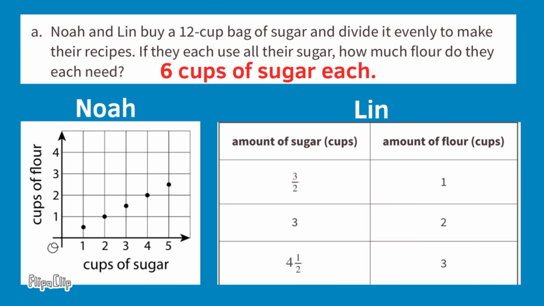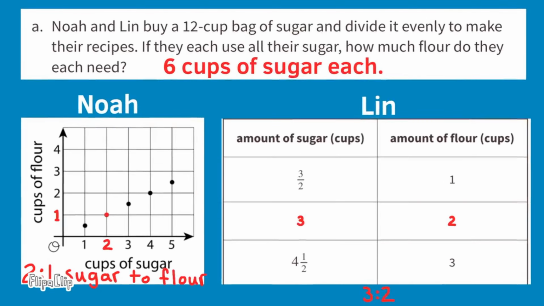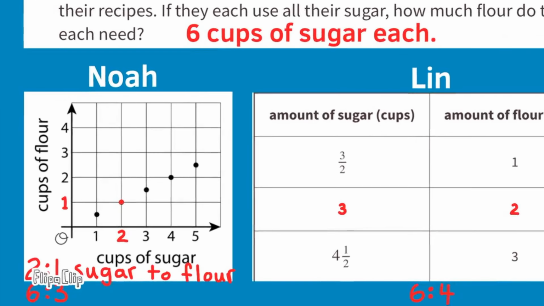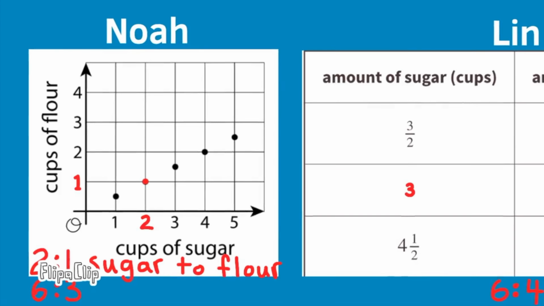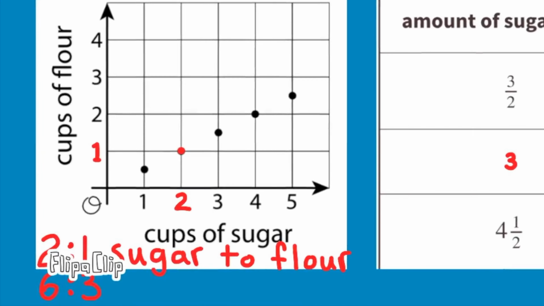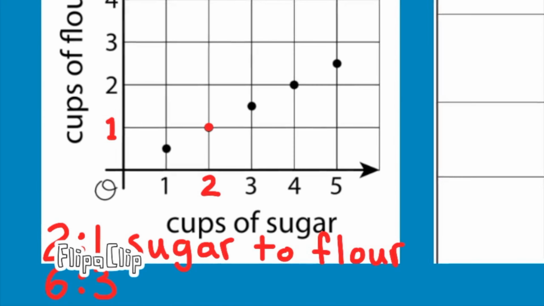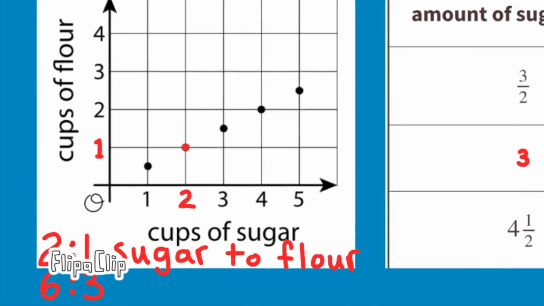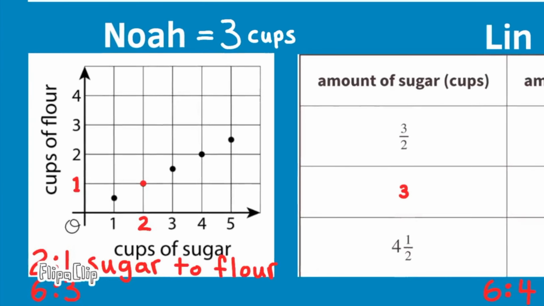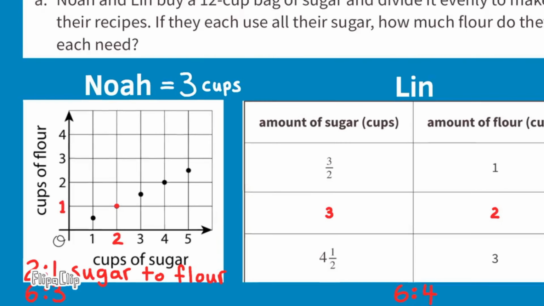This means that they'll each be using 6 cups of sugar. Noah's graph shows us that he uses 2 cups of sugar for every 1 cup of flour. And Lynn's table shows us that Lynn uses 3 cups of sugar for every 2 cups of flour. The ratio of sugar to flour for Noah is 2 to 1. 2 cups times 3 equals 6, or 6 cups of sugar. And 1 cup of flour times 3 equals 3 cups of flour. Noah uses 3 cups of flour for every 6 cups of sugar.